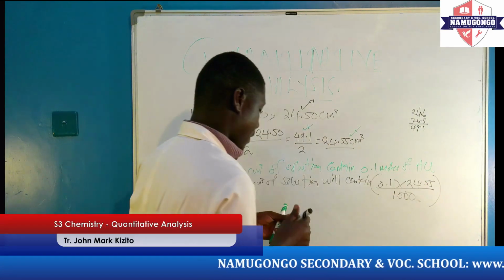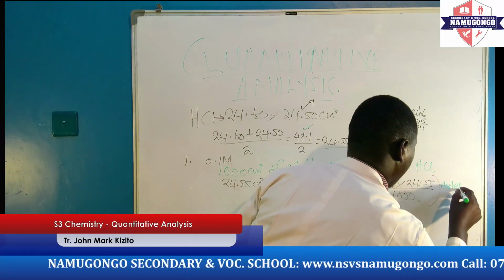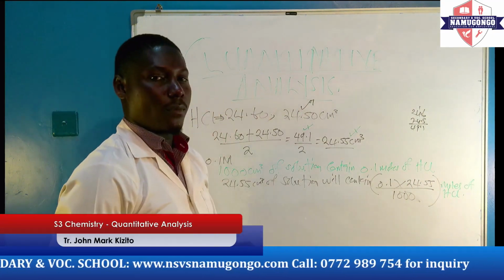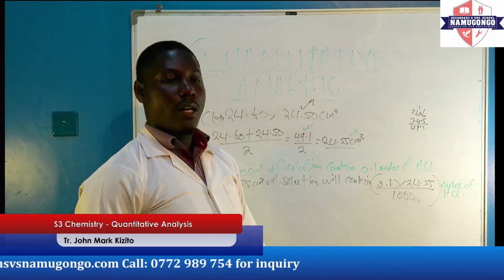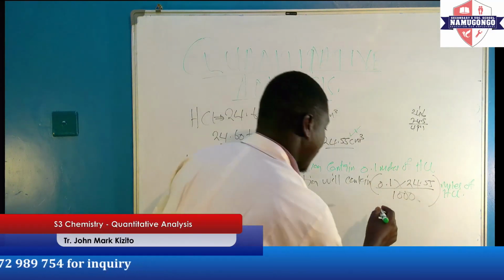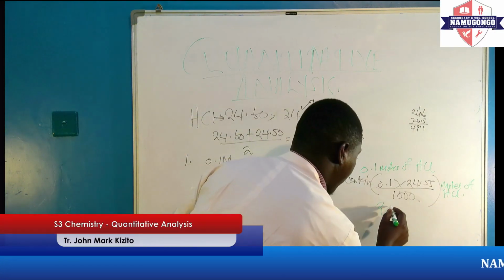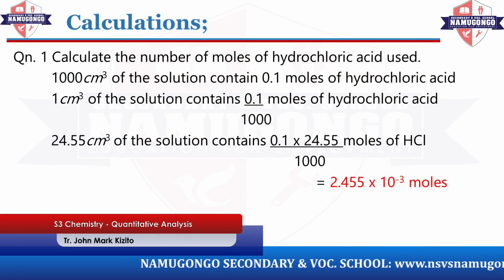Everything we have here is in moles. And these are moles of hydrochloric acid. Okay? These are moles of hydrochloric acid. You compute in the calculator. When you compute, you will find that you get the number of moles as 2.455 exponent negative 3, and these are moles.